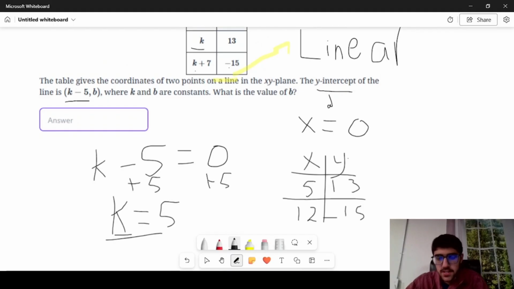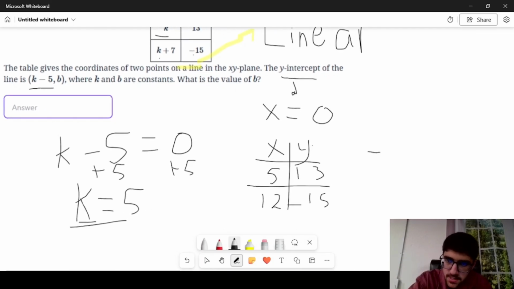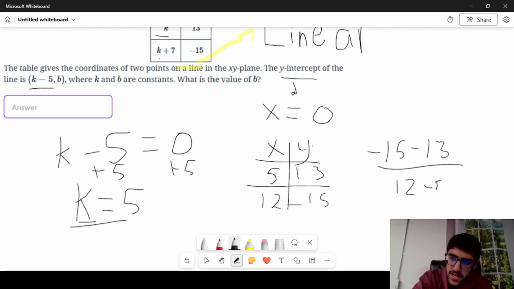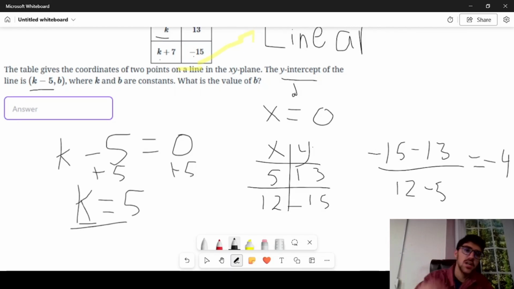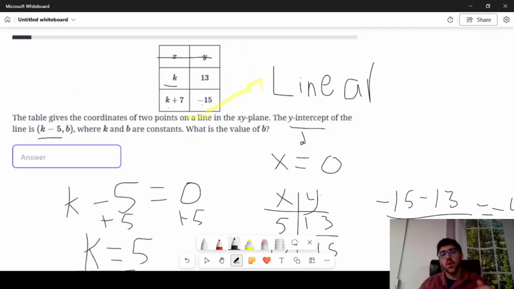We want the y-intercept, so we want the 0. The easiest way to solve this is to find the slope. Finding the slope: negative 15 minus 13, over 12 minus 5. You will get negative 28 divided by 7, which is negative 4. Negative 4 is the slope. So for each time you go forward 1, it's negative 4. If you go from k to k minus 1, you go minus 4. We want to go to k minus 5.